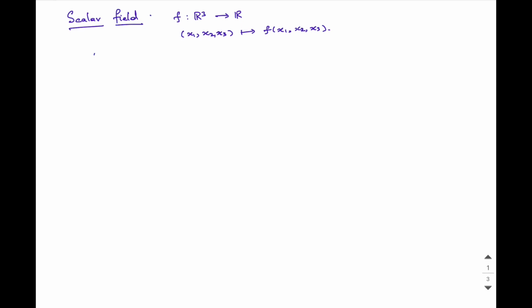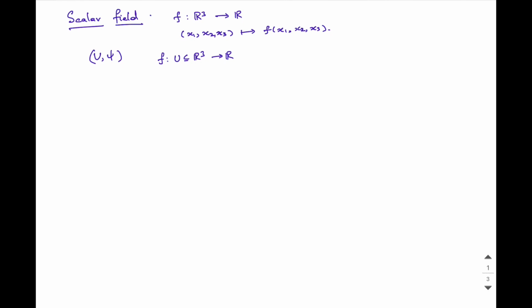So let's consider a coordinate system (U, psi). Remember that this means that U is an open subset of R3 and psi is a smooth and invertible map from U to an open subset of R3 such that the inverse is also smooth. Such a psi is called a coordinate system. Now, if f is a function from R3 to R, then certainly f is also a function from U to R. It's just a restriction of f on U.